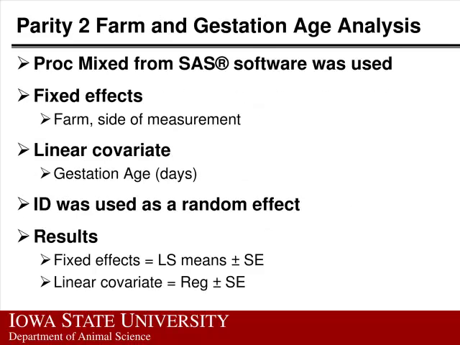Parity 2 farm and gestation age analysis. PROC MIXED from SAS software was used again with fixed effects of farm inside a measurement with a linear covariate of gestation age. ID again was used as a random effect, and the results are displayed as LS means for the fixed effects and then a regression coefficient for the linear covariate.